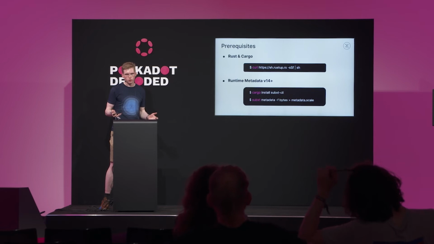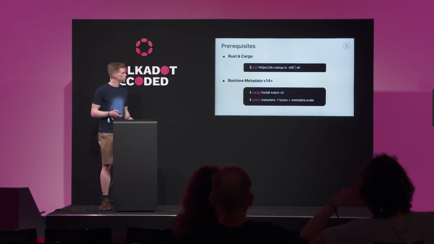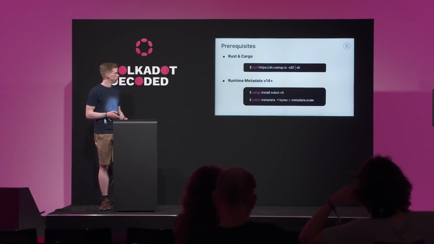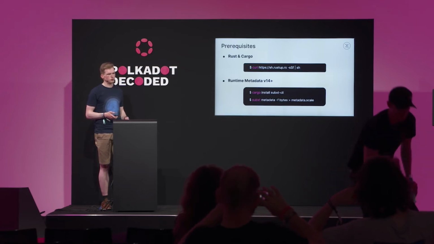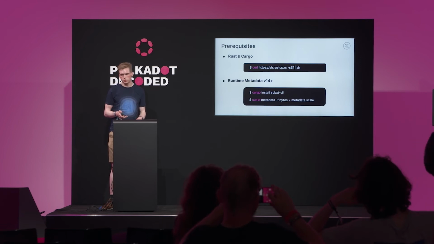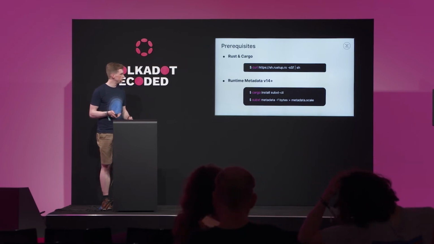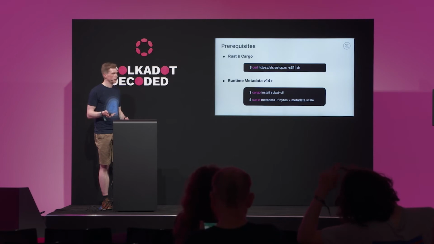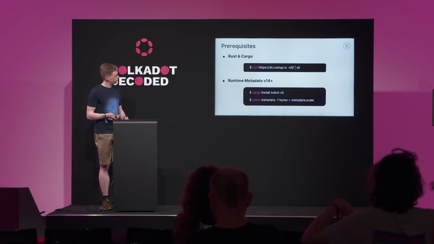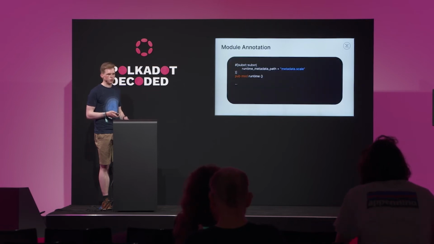What do we need to work with subxt? Rust, that's what it's built in, so download that. We also need the runtime metadata. I mentioned before, subxt ships with a CLI that we can use to automate the process of downloading and decoding the metadata, which is used for code gen. I'd recommend doing that. You can also do this manually, but I wouldn't recommend it. It is required for the next step, which is initialization or the module annotation.